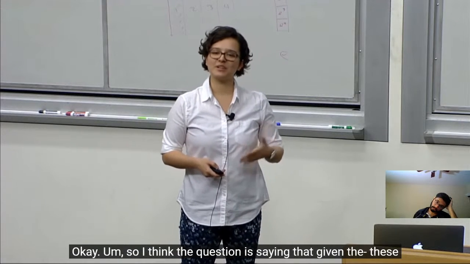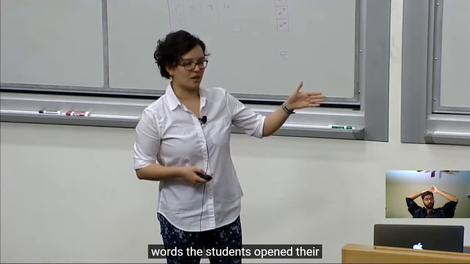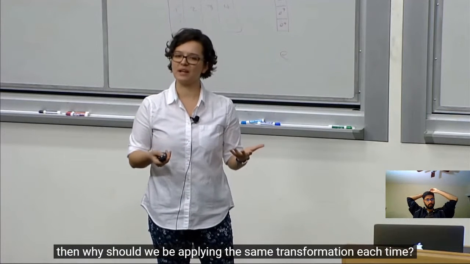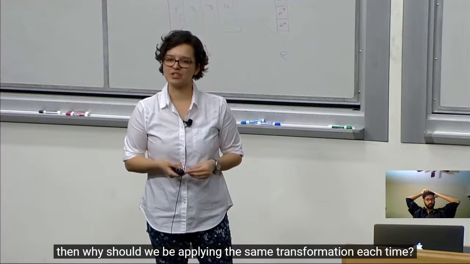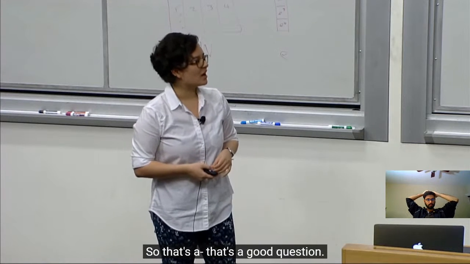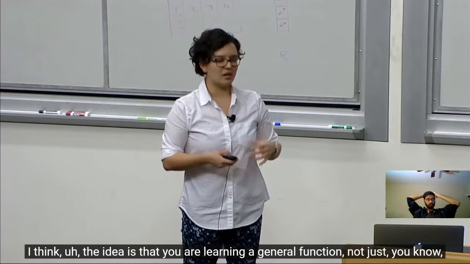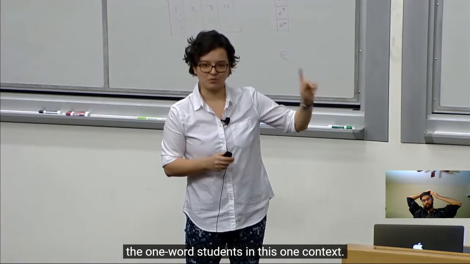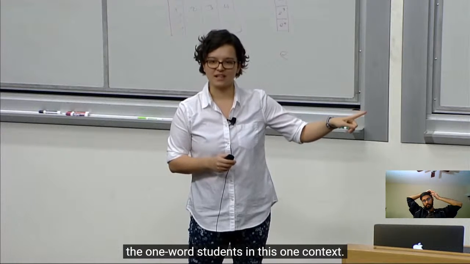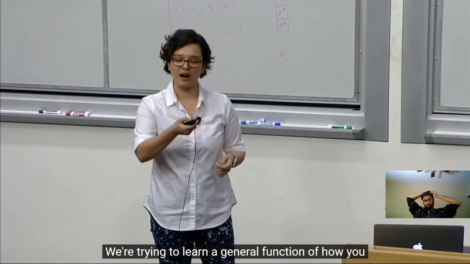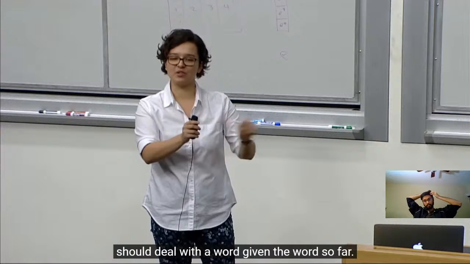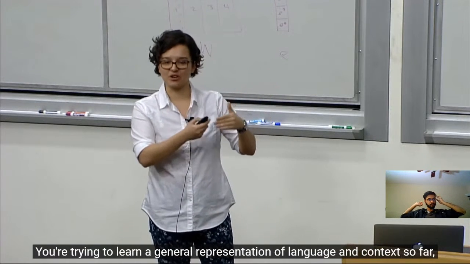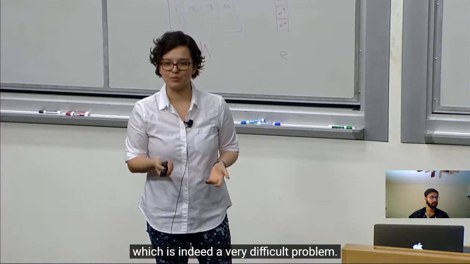Okay, so I think the question is saying that given that these words, the students open, are all different and they're happening in different contexts, then why should we be applying the same transformation each time? That's a good question. I think the idea is that you are learning a general function, not just how to deal with the word students in this one context. We're trying to learn a general function of how you should deal with a word given the words so far. You're trying to learn a general representation of language in context so far, which is indeed a very difficult problem.